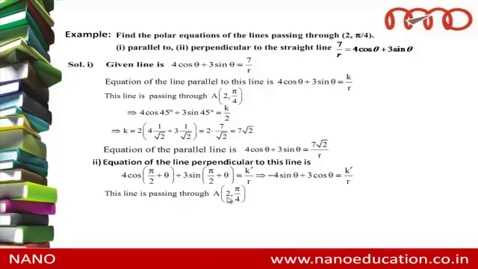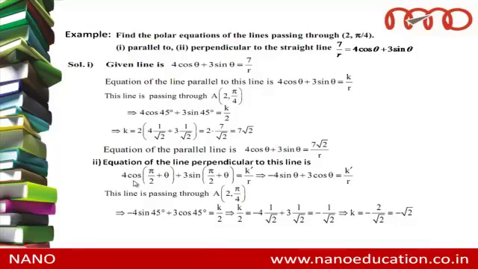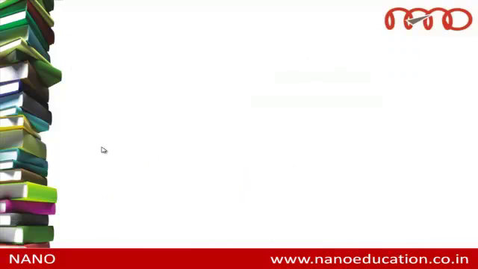This line is passing through a2 comma pi by 4. So substituting a2 comma pi by 4 in the equation, we get the value of k dash. K dash is coming out to minus root 2. So the equation of the line perpendicular to this line would be 4 sin theta minus 3 cos theta is equal to root 2 by r. Next example.